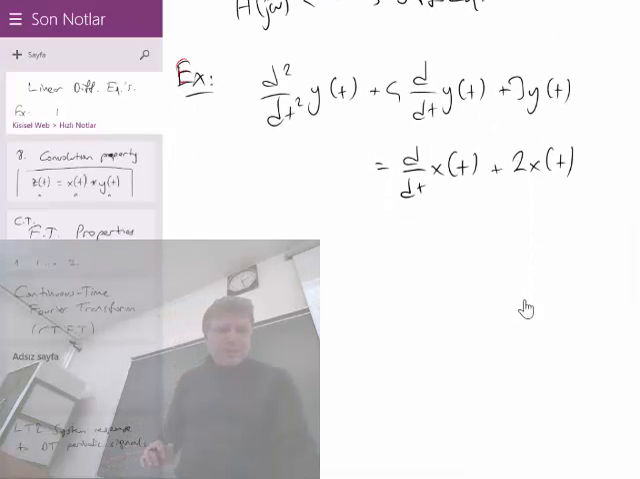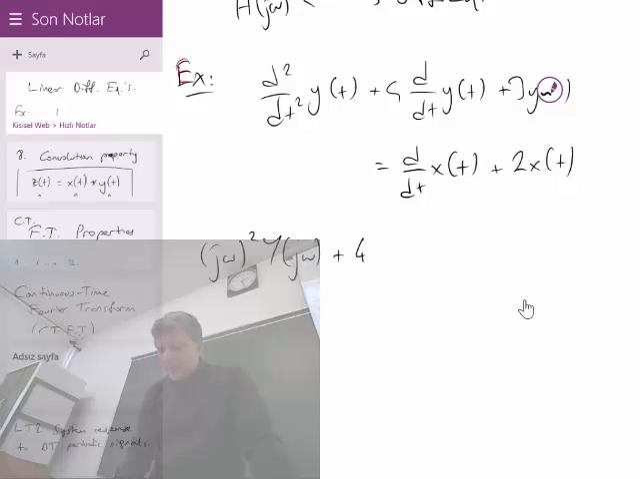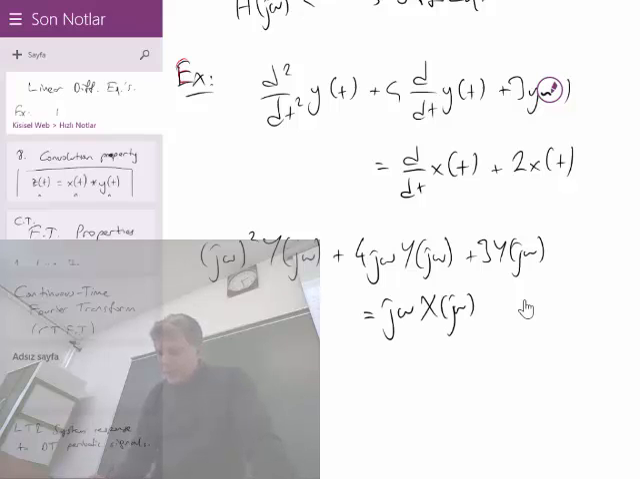The Fourier transform is the thing that I will try. The second derivative's Fourier transform is what? It's j omega times j omega again. So that would correspond to (j omega)^2 y of j omega plus 4j omega y of j omega plus 3y of j omega is equal to j omega times x of j omega plus 2x of j omega.